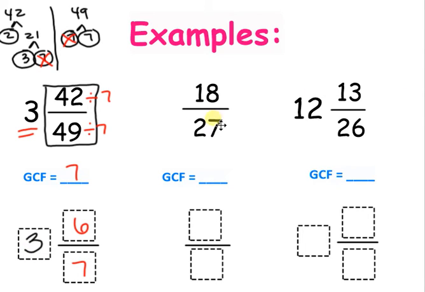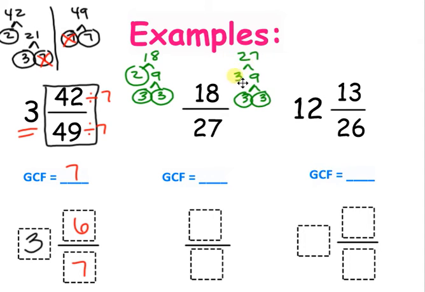All right, so here I have 18 over 27. I'm going to make myself 2 factor trees here. I have 2 and 9, and then I'm going to break down 9 into 3 and 3. Over here I have 27, which is going to break down into 3 and 9, and then 3 and 3. And so it looks like I have a 3, and then I have another 3, and so 3 times 3 is 9. And so I need to go ahead and divide the top and the bottom now. So 18 divided by 9 is 2, 27 divided by 9 is 3.